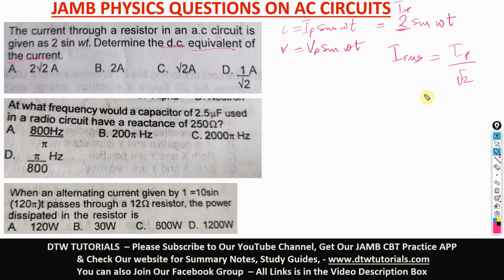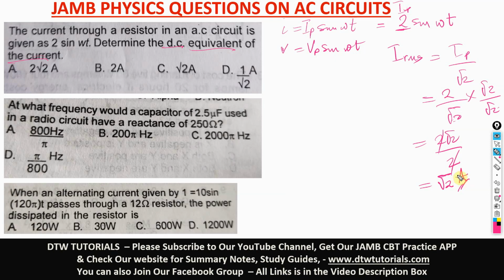So this would be what? We're looking for IRMS, which is the DC equivalent. IP, we are given as 2, over root 2. Remember, in resolving surds, you can't leave it this way. You multiply the numerator and denominator by the square root of 2. So this would be 2 root 2, and multiplying two square roots will give us 2. So this 2 cancels, and we're left with the square root of 2. That's root 2.